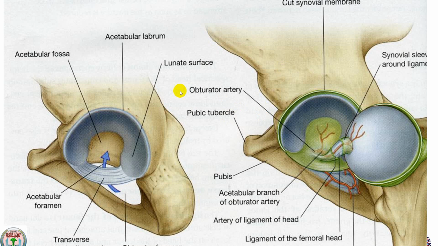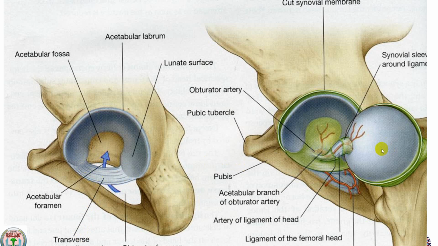This is a nice picture showing you the acetabulum. This is the lunate surface covered by articular cartilage. And this is the marginal fibrocartilaginous rim called the acetabular labrum. And this acetabular labrum will bridge the acetabular notch, changing it to an acetabular canal or foramen for passage of vessels. And this part is called the transverse acetabular ligament.